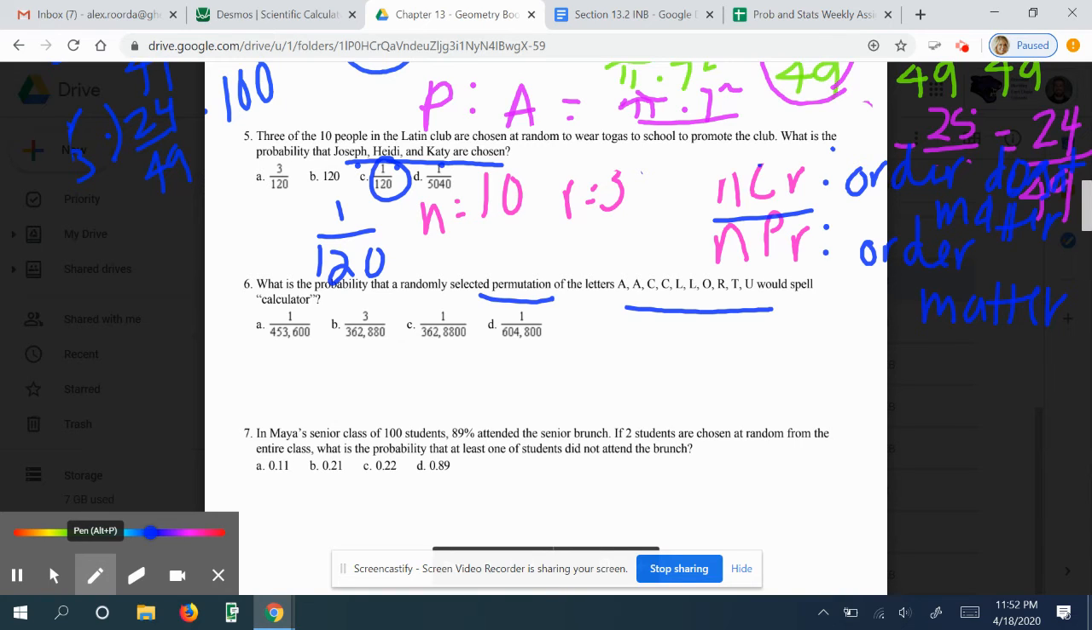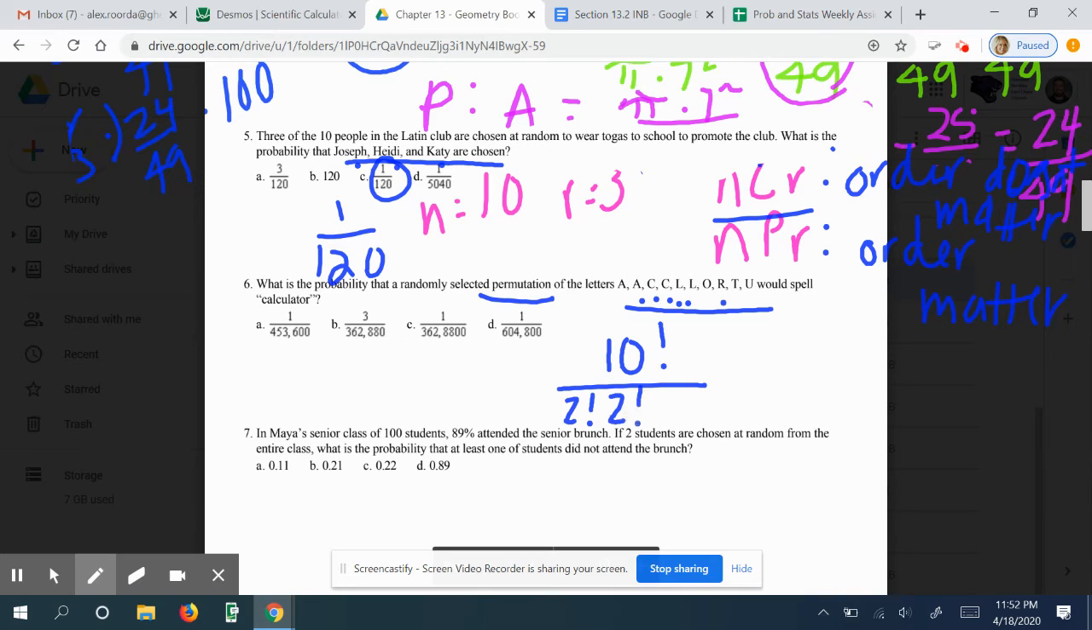We're going to say, okay, I have a total of 1, 2, 3, 4, 5, 6, 7, 8, 9, 10 letters. So I'm going to do 10 factorial divided by, and I look at each one. So I have 2 A's, 2 C's, 2 L's, 1 O, 1 R, 1 T, and 1 U. So I don't have to write those 1 factorials because those are just going to be 1. So this right here is what I'm going to put into my calculator.